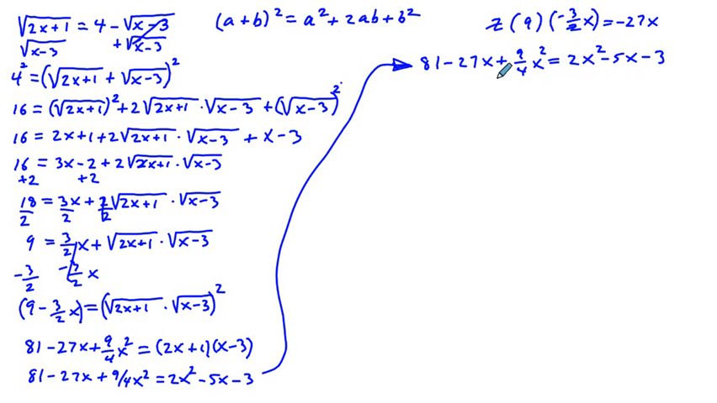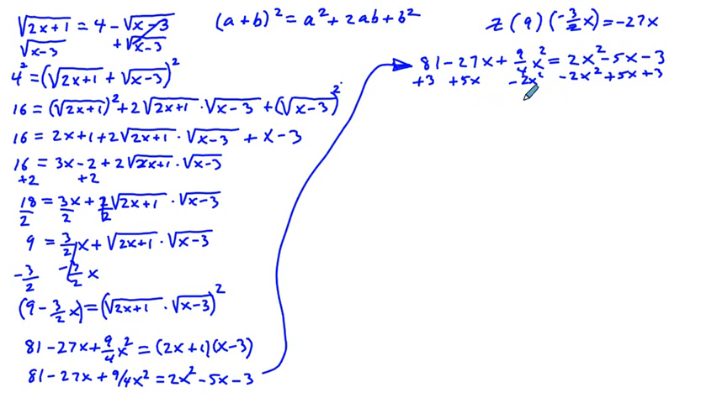And so what we're going to do now is subtract 2x squared, add 5x, and add 3. And on the left side, we're going to do the same thing: subtract 2x squared, we're going to add 5x, and we're going to add 3.